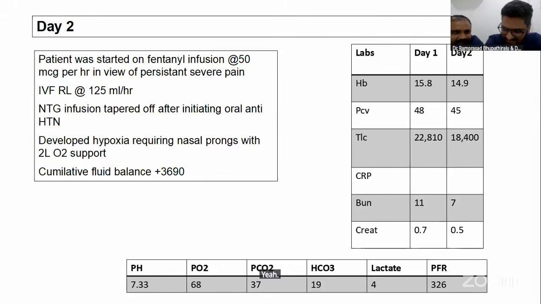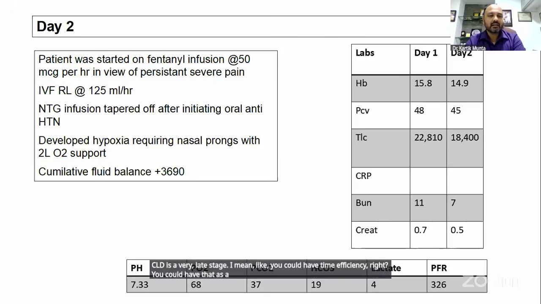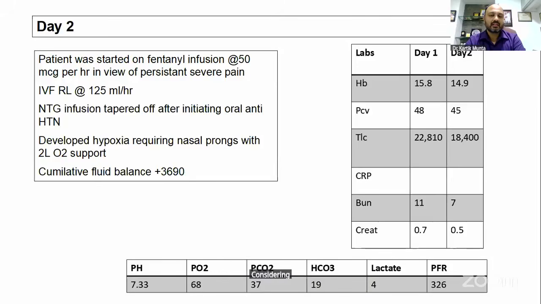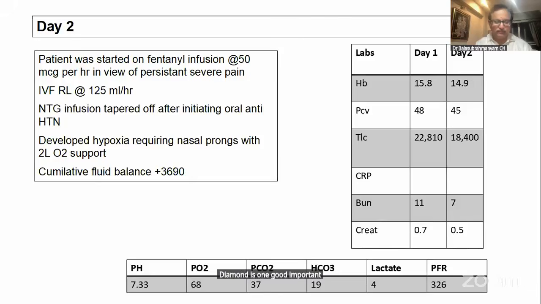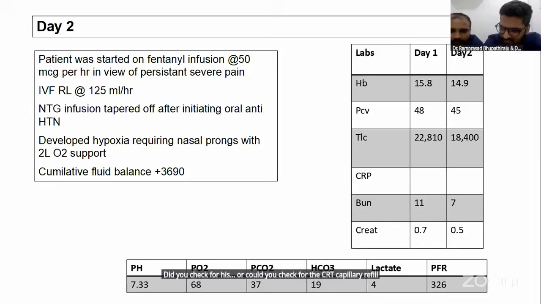Probably that could be an explanation there as well. Because he is already CLD, when the lactate clearance decreases, that also leads to elevation in lactate levels. CLD is a very late stage. You could also have thiamine deficiency as a reason for elevated lactate, considering his history of alcohol intake. Thiamine is one important thing there. Did you check for the CRT, capillary refill time? Is it necessary?